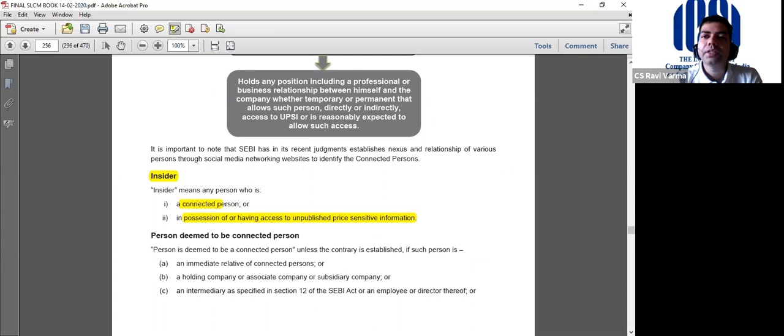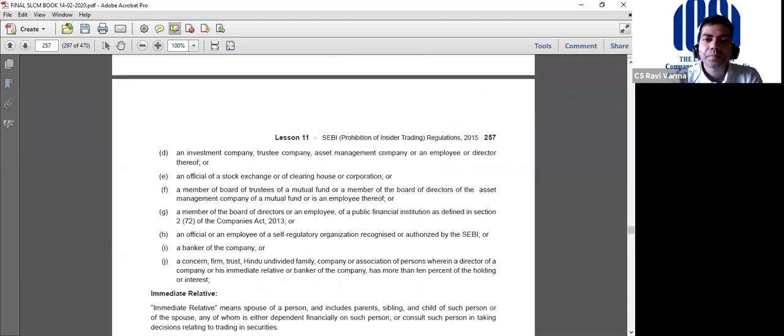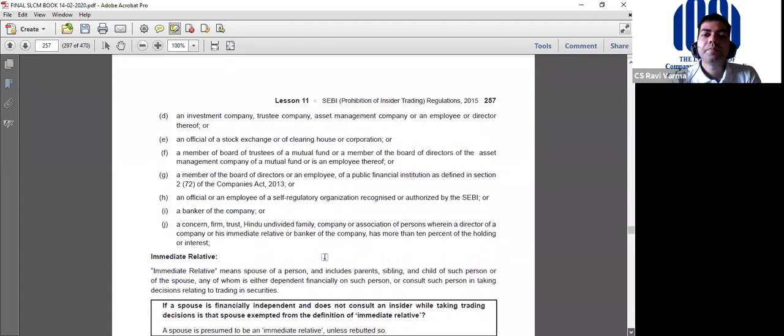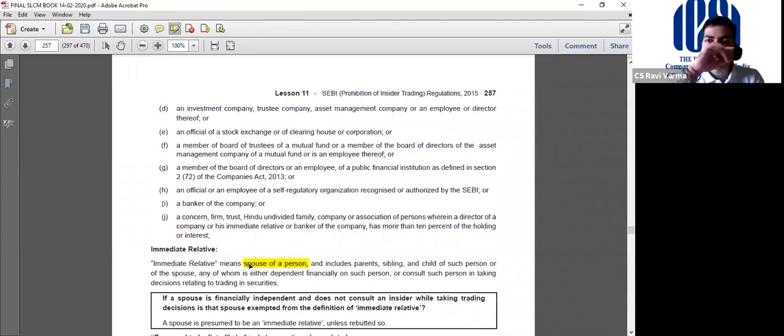So for SEBI, sometimes outsiders are always inside. Immediate relative, whenever we discuss this chapter, means spouse of her. That means spouse for sure is an immediate relative. You can't say husband and wife are not related immediately. It can include parents, siblings, and children who are financially dependent on the person. If you can say my sibling or my child is not financially dependent, then you can take that excuse. But the spouse has to be considered an immediate relative.